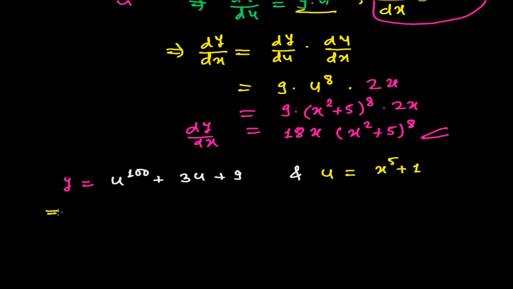Now what I'm going to do is combine this whole function. This one I have written in white color, and the other in yellow color, right? So I'm going to combine both functions, and my function will now be y equals, in the place of u I'm going to put the value of this. It will be x to the power 5 plus 1 whole to the power 100, plus 3 times x to the power 5 plus 1, plus 9. Now you have such a function.